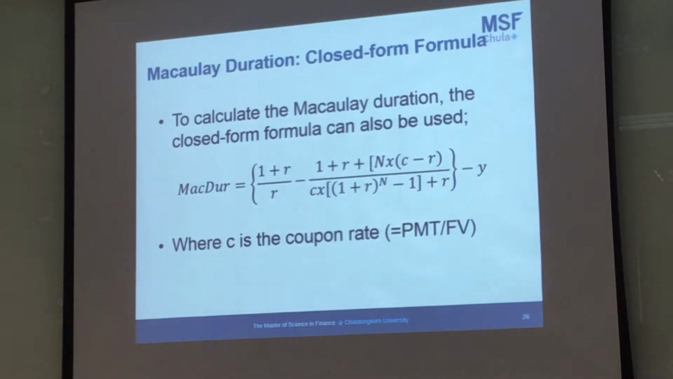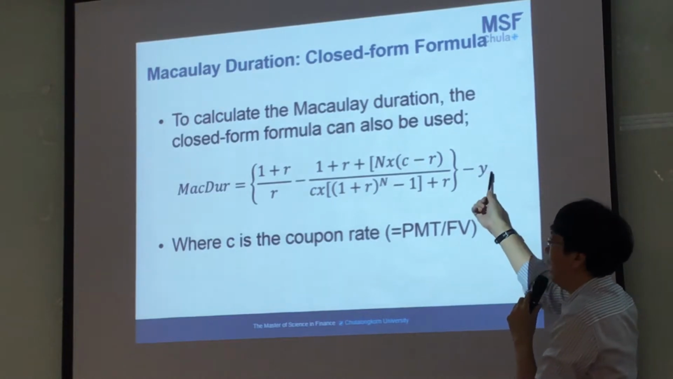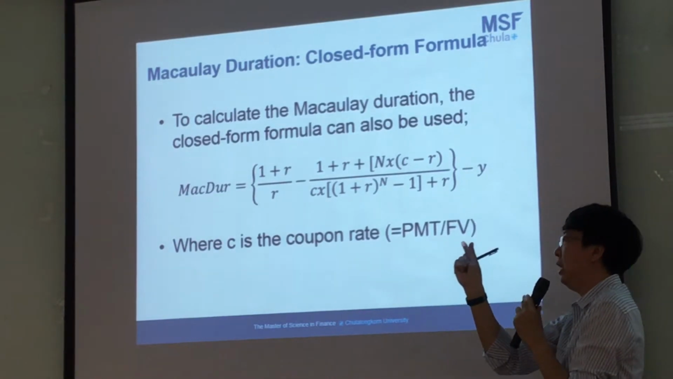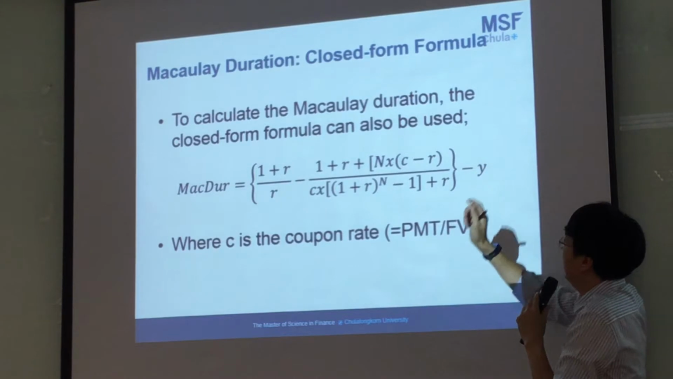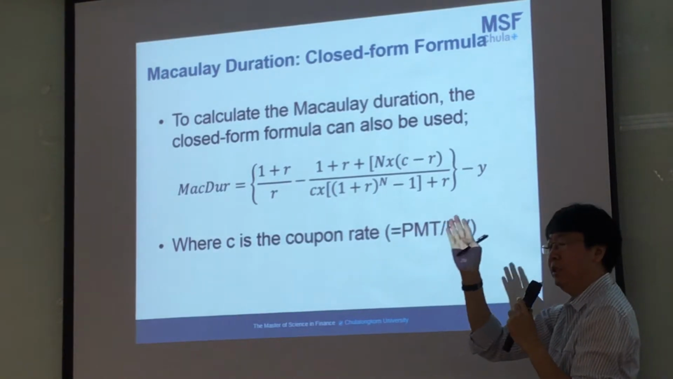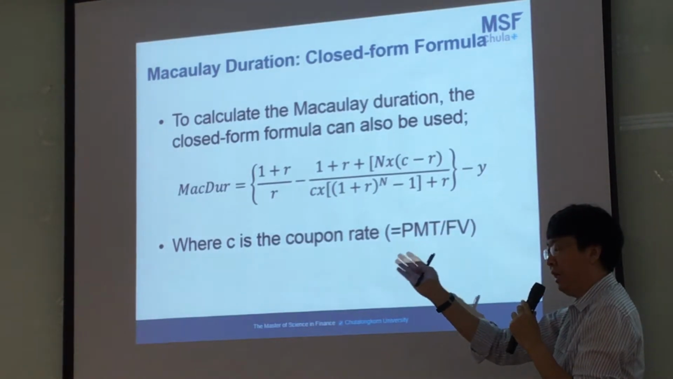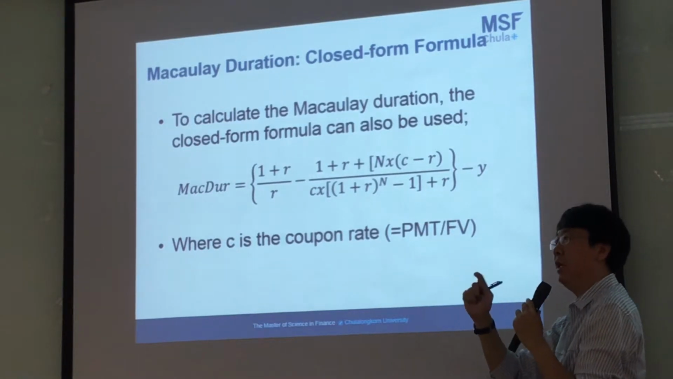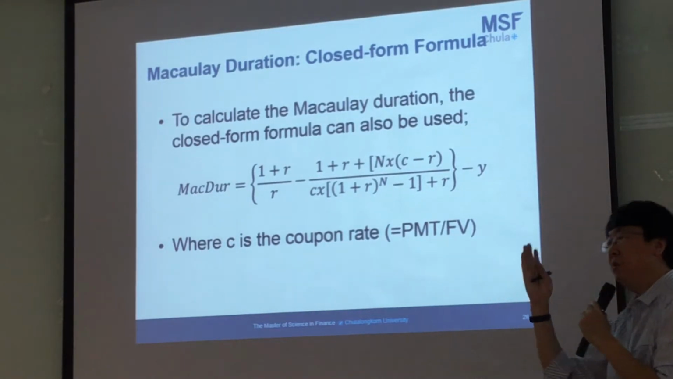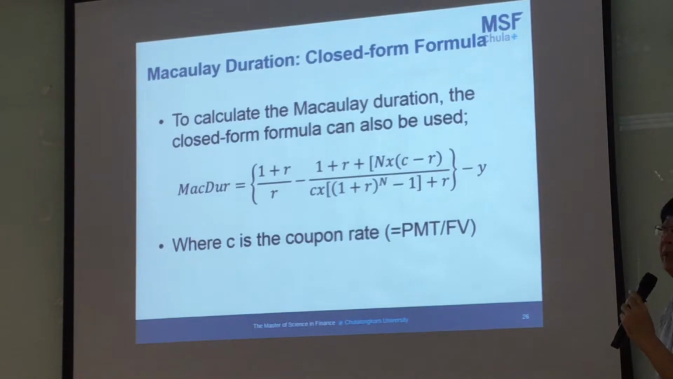And Y is the proportion of days between the last coupon payment and the settlement date, divided by the number of days between the coupon payment dates. Okay, Y is not the yield. In this case, Y is the proportion of the days between the last coupon payment and the settlement date divided by the number of days between coupon payments.